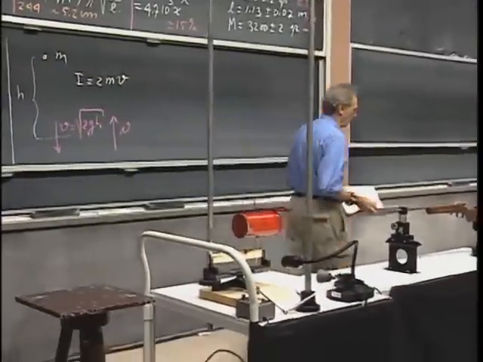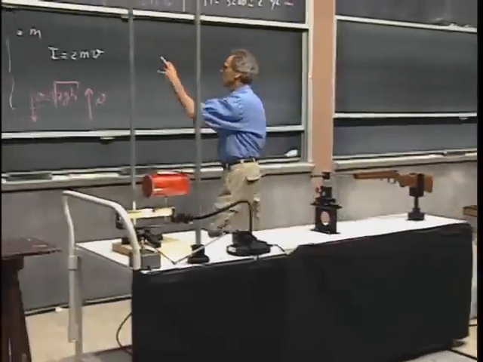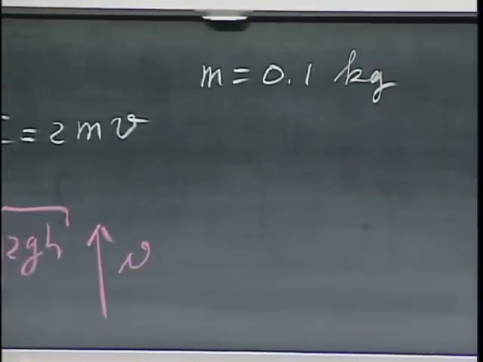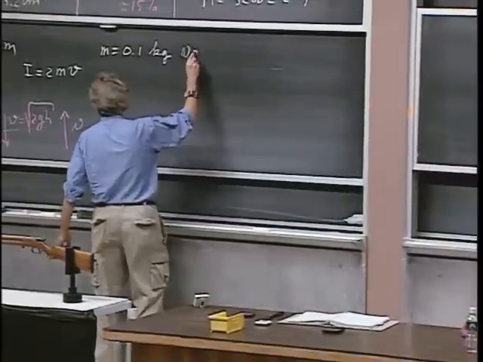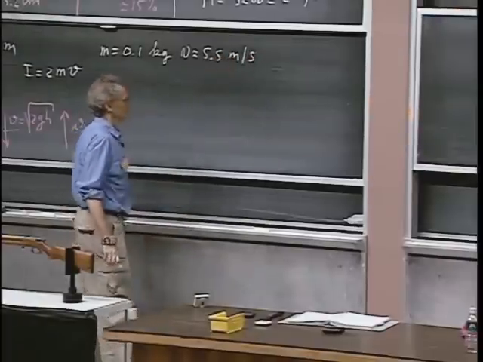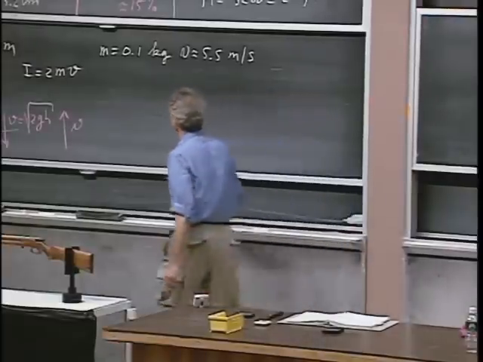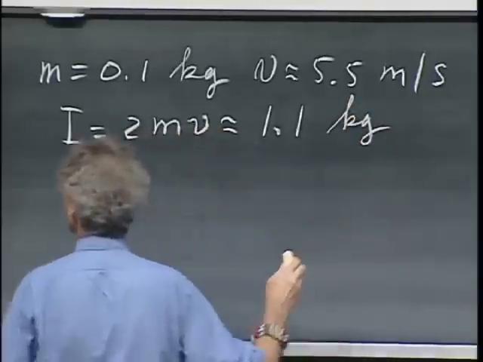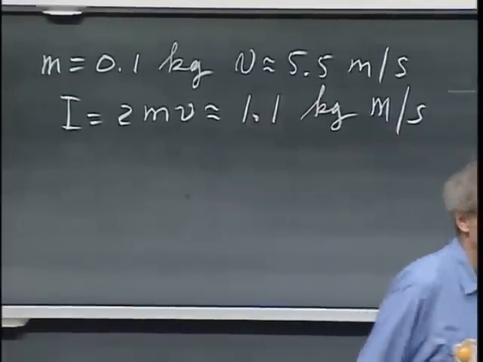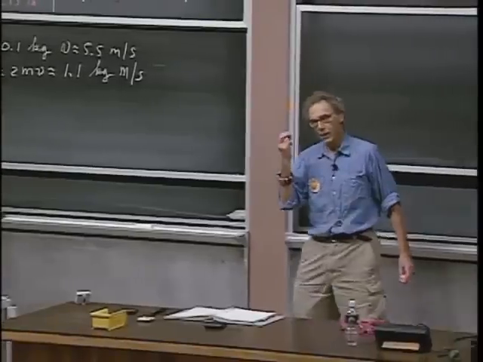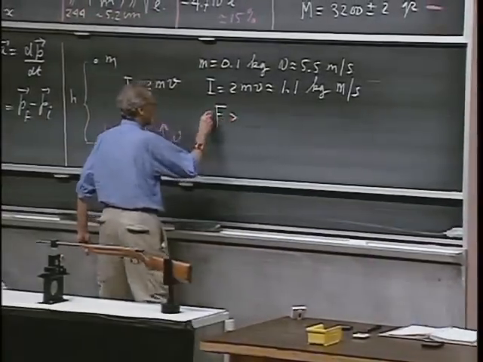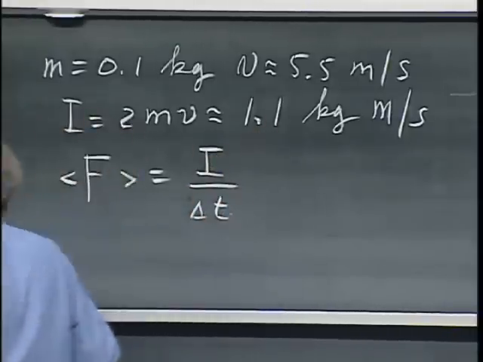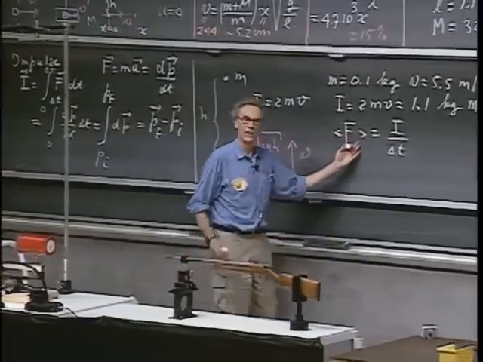We have here two balls that look alike. They have a mass of 0.1 kilogram, so m equals 0.1 kilogram. I will drop them from a height of about 1.5 meters, and that gives them a speed when they hit the floor of about 5.5 meters per second. And so the momentum change is 2mv, so the impulse equals 2mv, which is about 1.1 kilogram meters per second. That means that if the collision time is delta t seconds, the average force acting upon this ball during the collision with the floor equals the impulse divided by delta t, because remember that was our definition of impulse. So if we know the impulse, we get a feeling for the average force.